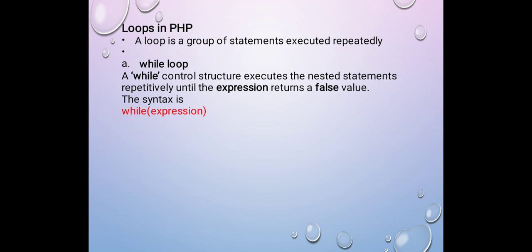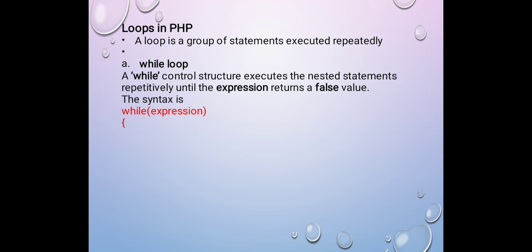So the next statement is loop statements. Loop statements are used to repeat statements. That means a loop is a grouping of statements executed repeatedly. The first looping statement is the while loop. A while control structure executes nested statements repeatedly until the expression returns a false value. That is, if the expression is false, then we exit from the loop.